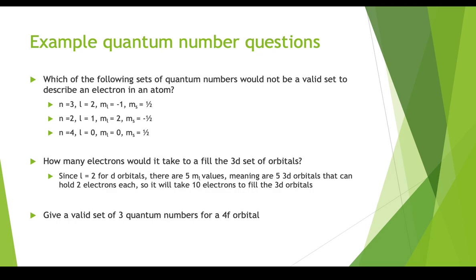All right, and then last one here: give a valid set of 3 quantum numbers for a 4f orbital. In this case, with the notation and naming that I was just talking about, the 4 in front means that n has to be 4. The f means that L has to be 3. And then your m sub L value can be any of the possible values. So m sub L has a bunch of options, anywhere from -3 to 3 as integers, including 0.